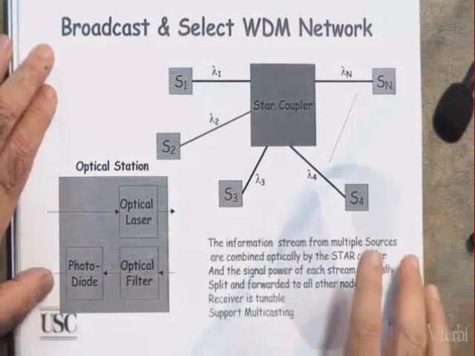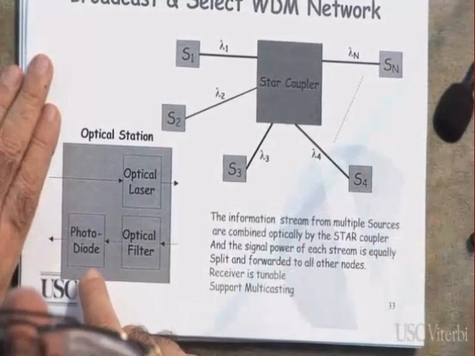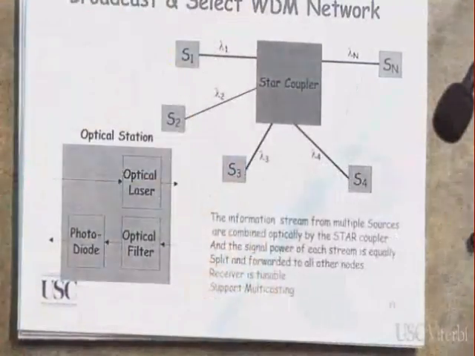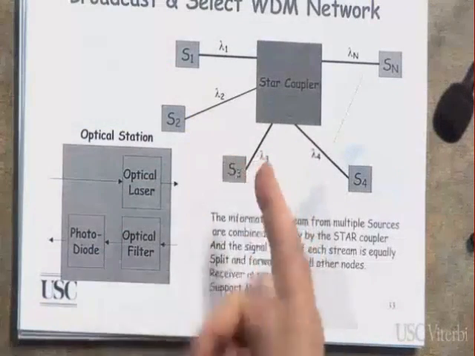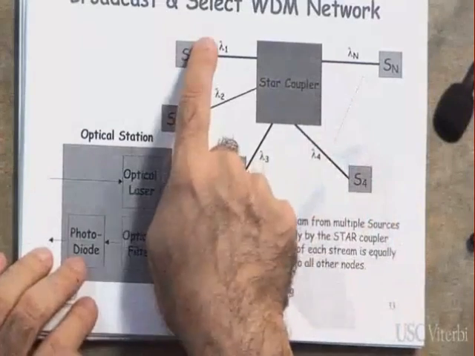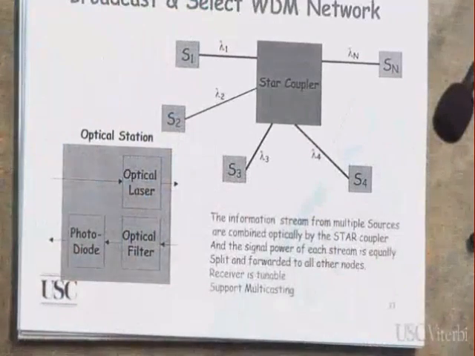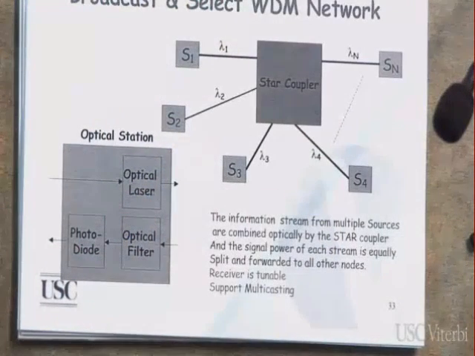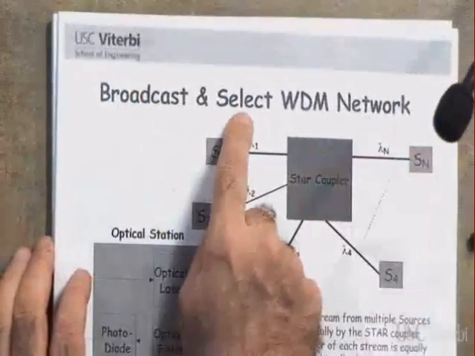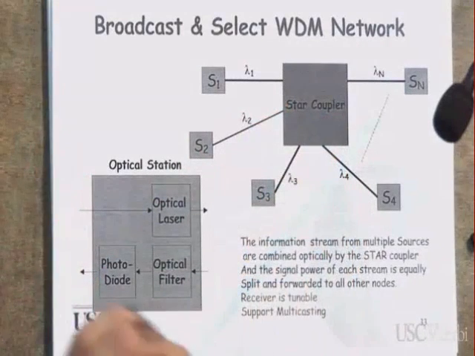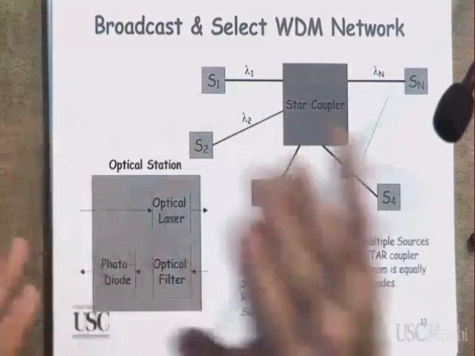I'm still not sure you are getting it. Every transmitter can transmit at only one wavelength, but it can receive how many wavelengths in this example? N wavelengths. In other words, the receiver is tunable, but the transmitter is not tunable. I'm getting a little bit frustrated here. One more time, what is the broadcast and select? Every station has a transmitter and a receiver. The transmitter is not tunable.